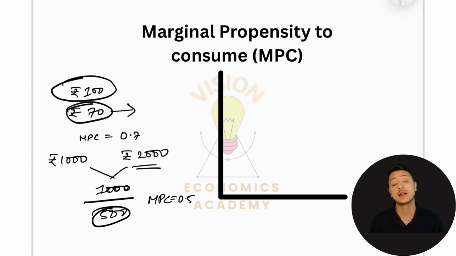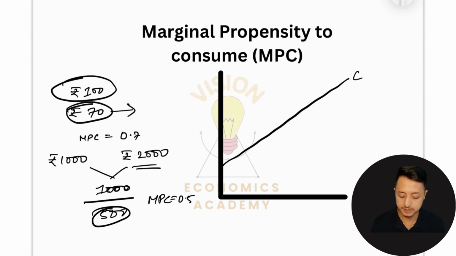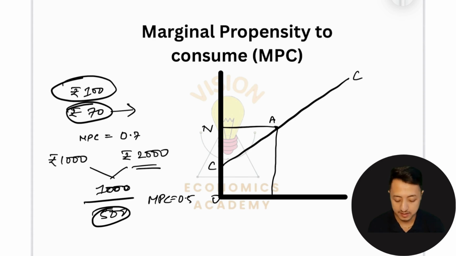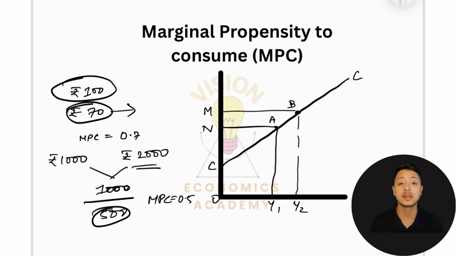So stating that in a diagram, let's say this is a consumption curve, OC, right? Now, whenever we are talking about marginal, we are talking about the change, all right? ON, let's give this point A, and when there's increase in your income, let's give this point B, M, Y2. So previously, when we looked for APC, it was the point A. Now, when we're looking for MPC, it's the point B.